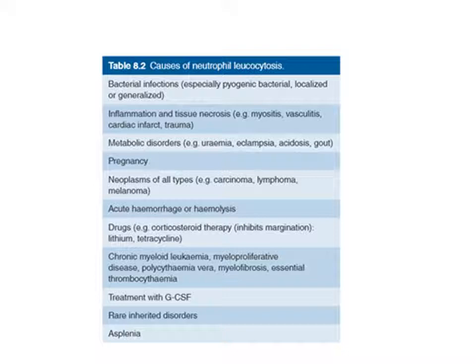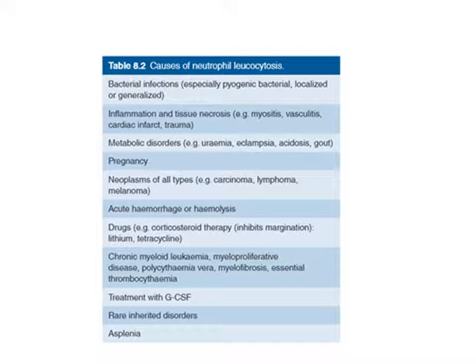Causes of neutrophilic leukocytosis, from Essential Hematology. We have a list of this. These may be the causes: bacterial infections, especially pyogenic bacterial infections, which may be localized or generalized. Inflammation and tissue necrosis, like myositis, vasculitis, cardiac infarcts, trauma. There may be some metabolic disorders like uremia, eclampsia, acidosis, gout.